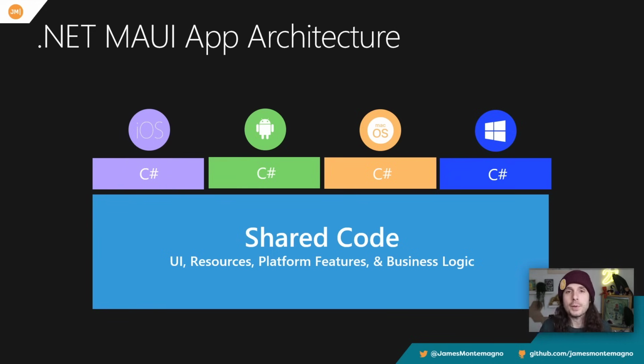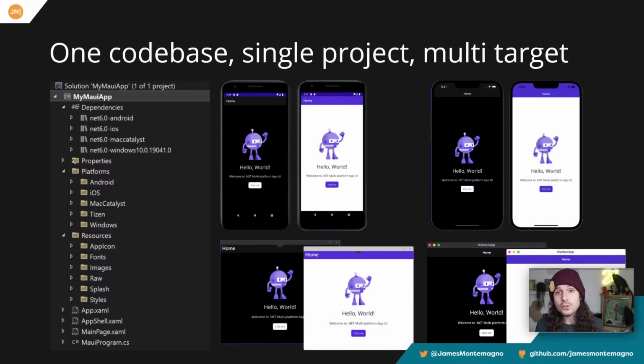You're still bundling it up into the native format, so you get to take advantage of all that goodness at the end of the day, but you can run your .NET C# code there, which is really cool. And what this looks like specifically is you get a single code base, a single project, and it's multi-targeted across the different platforms. So you get one project and you get all the different applications with native controls.